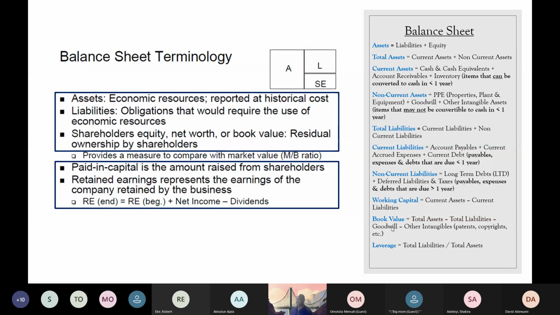Okay. That's an important number because if a company's current liabilities exceed its current assets, it will have a negative working capital.